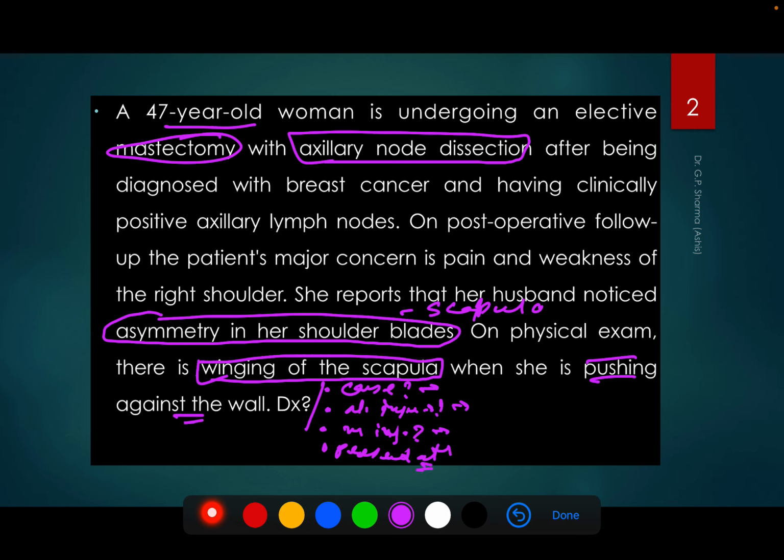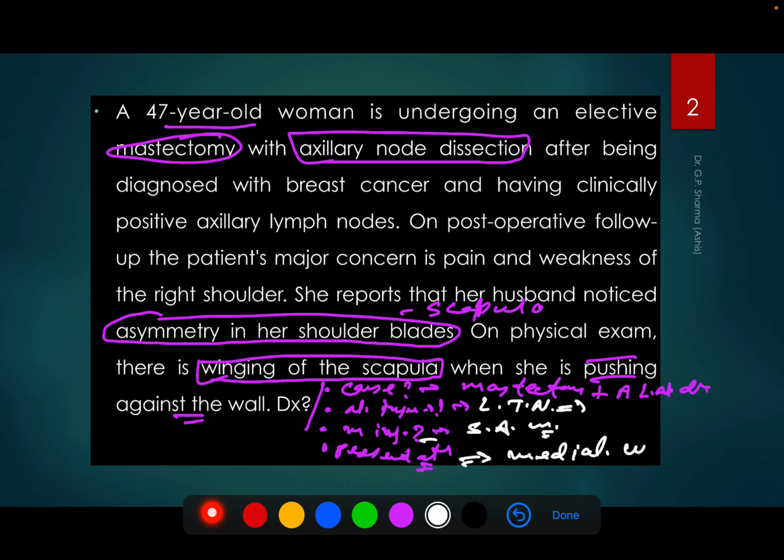Okay, so in this question, the patient has the cause of what? Mastectomy plus axillary lymph node dissection. By that, understand that when we do the mastectomy with axillary lymph node dissection, the most commonly injured nerve is the long thoracic nerve. When the long thoracic nerve is injured, the muscle involved is the serratus anterior muscle. When the serratus anterior muscle is involved, the presentation will be medial winging of the scapula. Okay, so this is the information we should gather from this question.